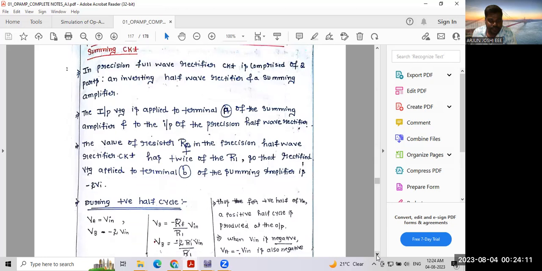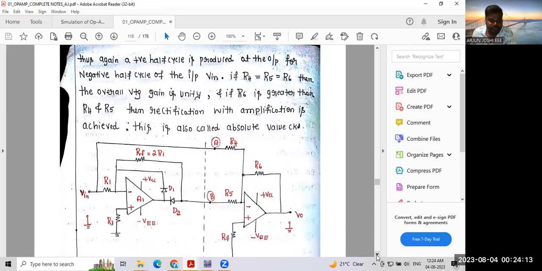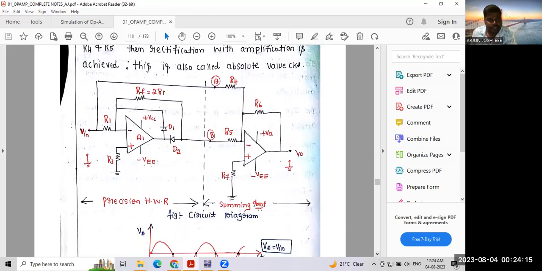Okay, now let's understand the precision full wave rectifier. This first rectifier circuit is nothing but the precision half wave rectifier, what we saw in the last slide. This circuit is nothing but a summing amplifier, an adder. It will act as an adder. This circuit is nothing but the precision half wave rectifier.